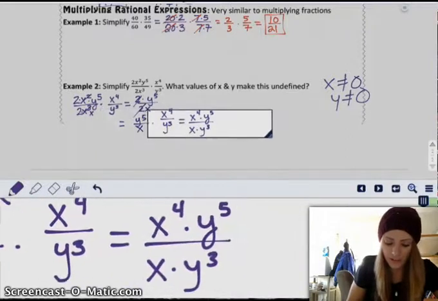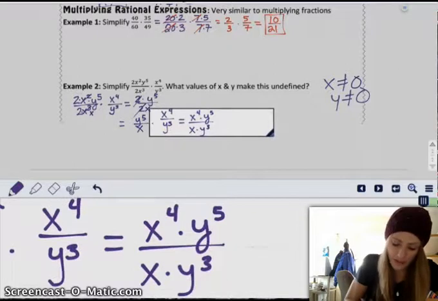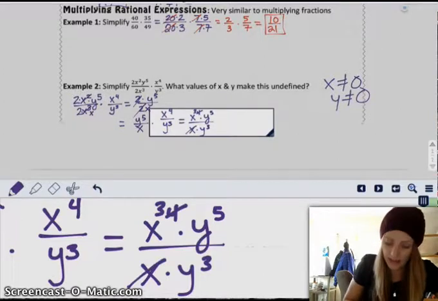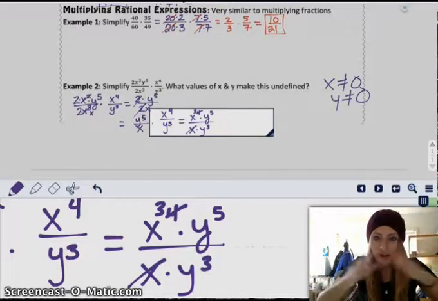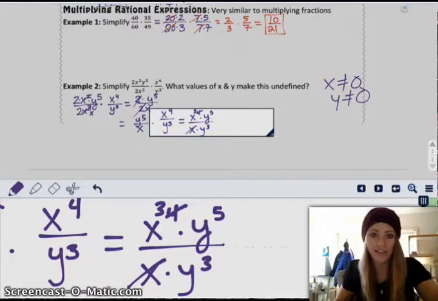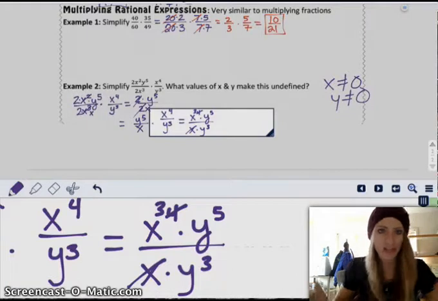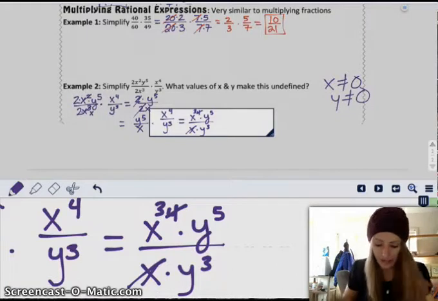So I have an x to the 4th over x. One of those cancels. So this becomes an x cubed, and that goes away. And then if you're not sure about that, you can write them all out. X to the 4th is x times x times x times x. And then you have divided by x. So you just cancel one of them out. You're left with 3 in the numerator.